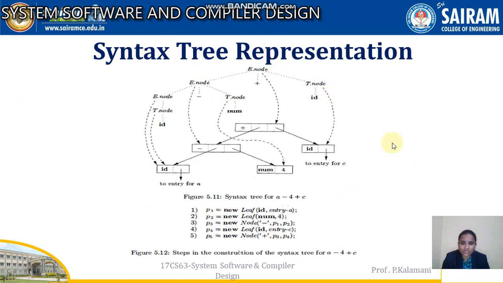A leaf node means it will only have its value, that is the ID or the number, that value, along with the corresponding value. A node means it will have an operation to be performed, along with the left child and the right child.